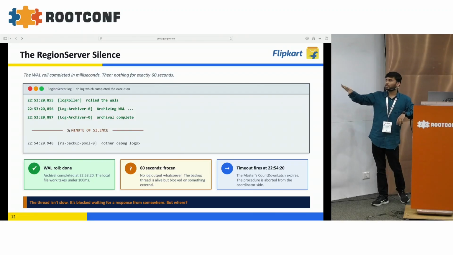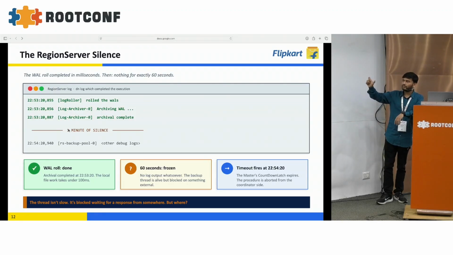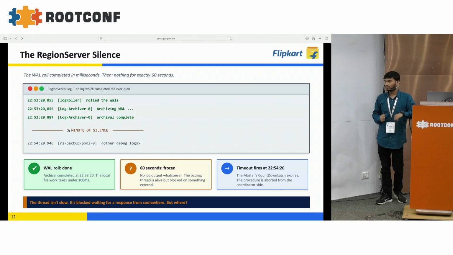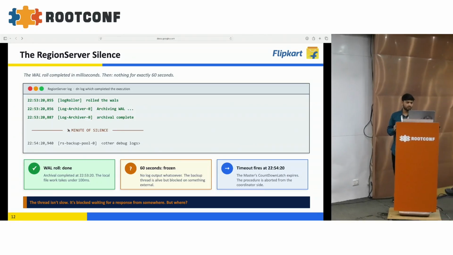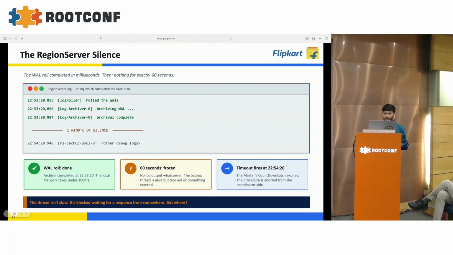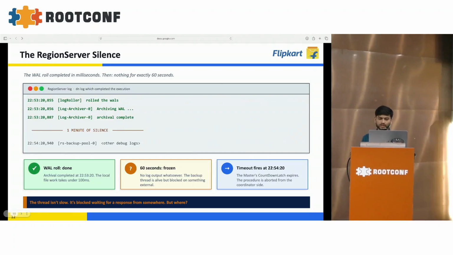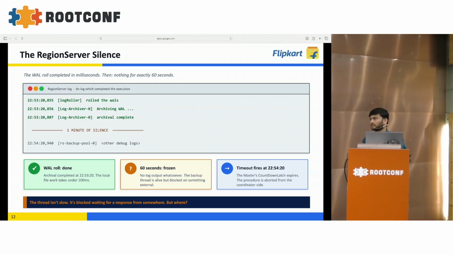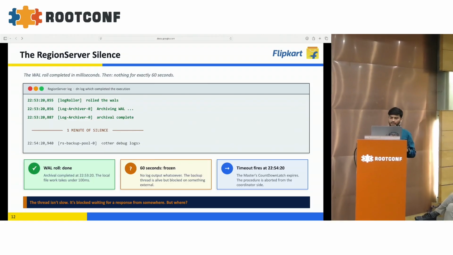That's where it took a silence of 1 minute, and after that 1 minute of silence something timed out, and then it printed another log. So that's where we made a few observations that the WAL roll was happening, but it was giving us a 60 second frozen time. We had to check further where exactly it was getting stuck.